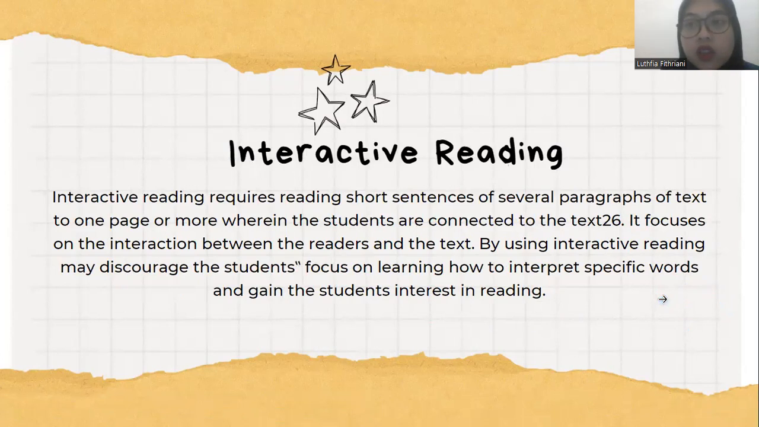The third is interactive reading. Interactive reading requires reading short sentences of several paragraphs of text to one page or more, wherein the students are connected to the text. Interactive reading focuses on the interaction between the readers and the text. Using interactive reading may discourage the students' focus on learning how to interpret specific words and gain the students' interest in reading.